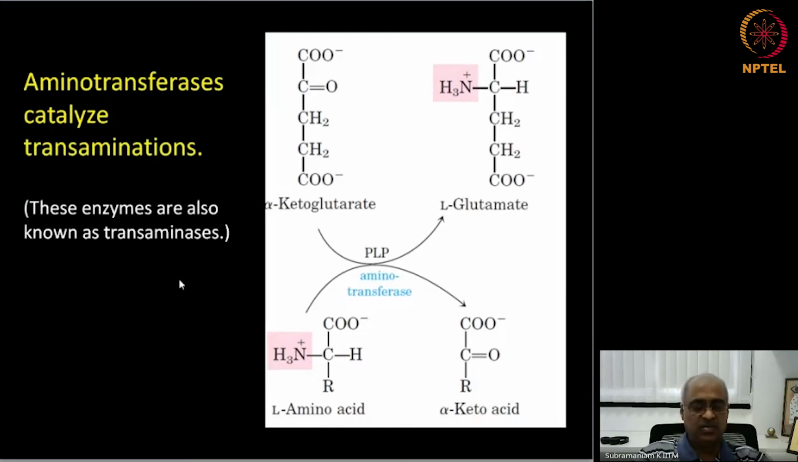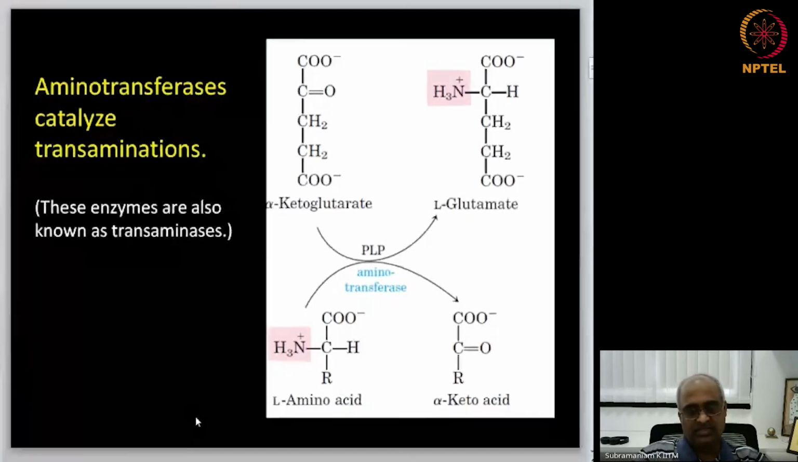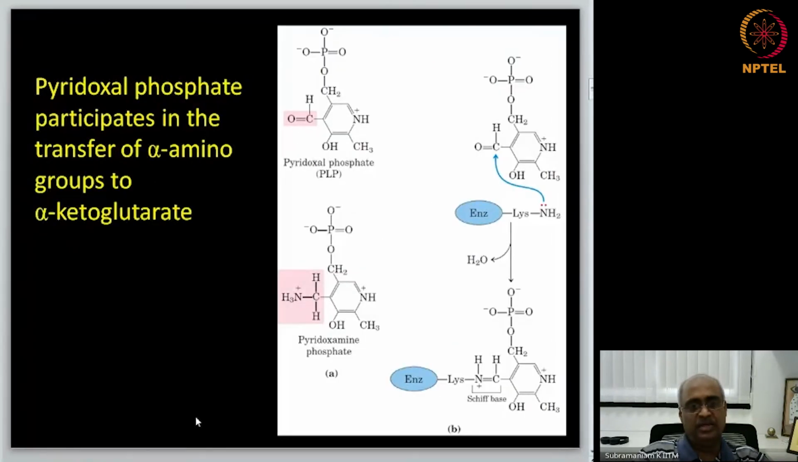The crucial cofactor for these aminotransferases is pyridoxal phosphate. This is a B complex vitamin, pyridoxine or pyridoxal phosphate. It exists in an amine form like this, as well as in an aldehyde form. So this is vitamin B6, a really important reaction and a really important cofactor.